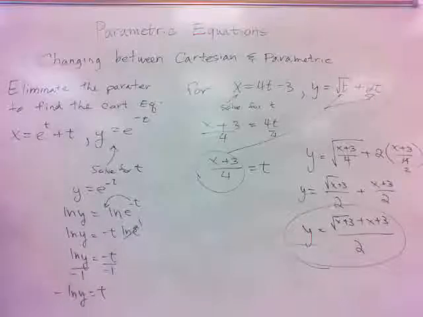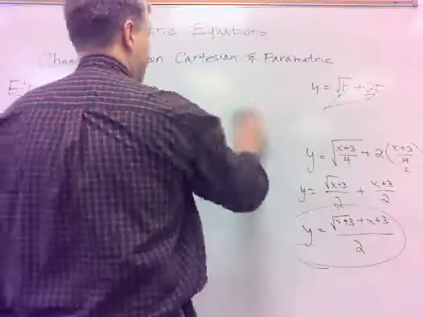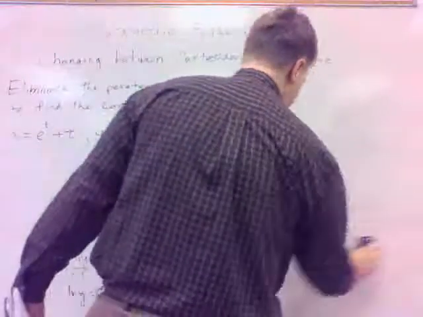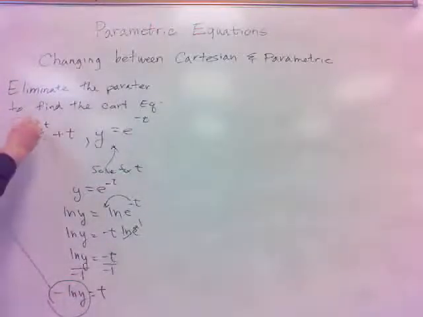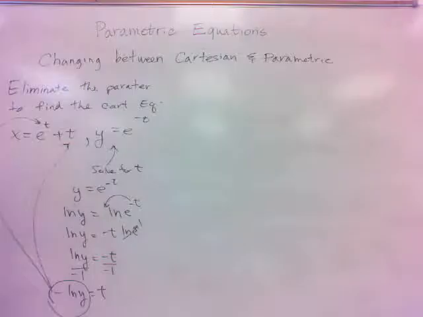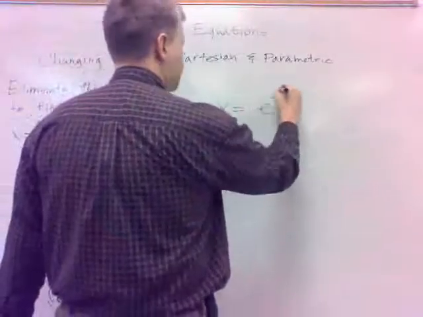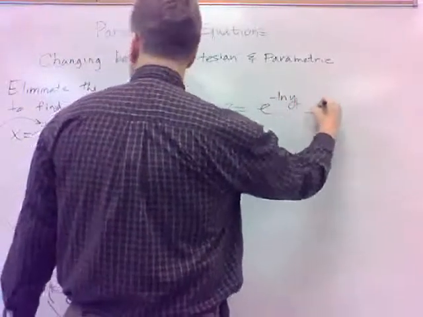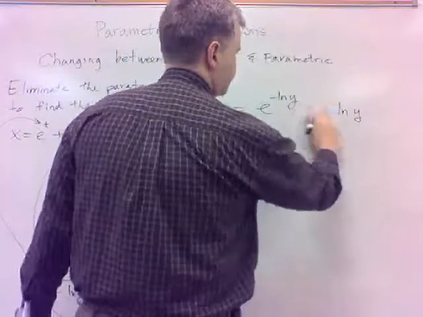But let's just leave it there for now. We will do something with it more in a second. Okay, so now what do I do? Well, now I've got t in terms of ln of y, so I can plug that in right here and right here. x equals e to the minus ln of y plus minus ln of y, or just minus ln of y.